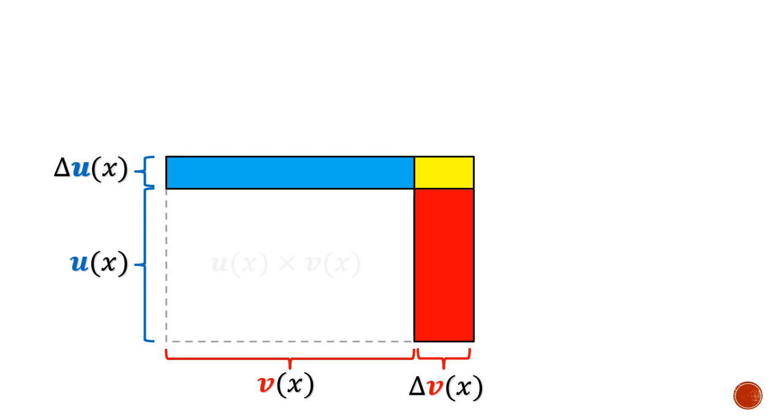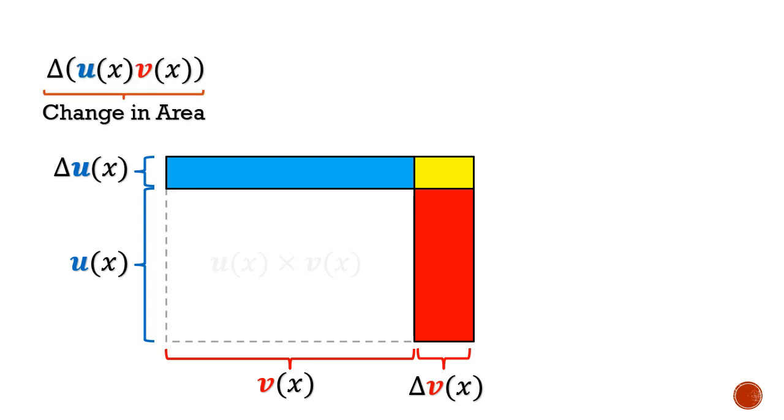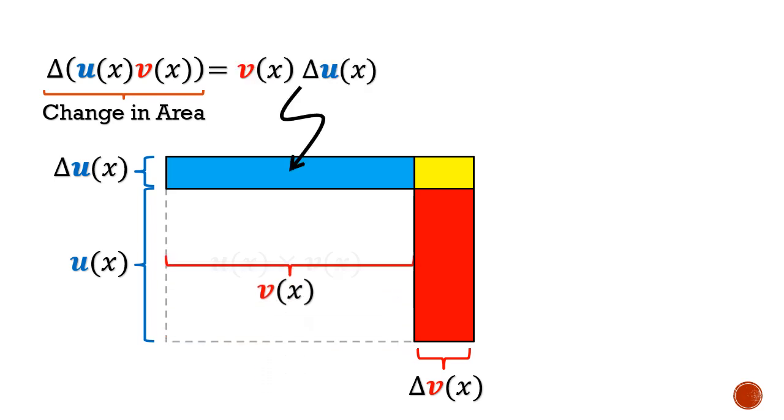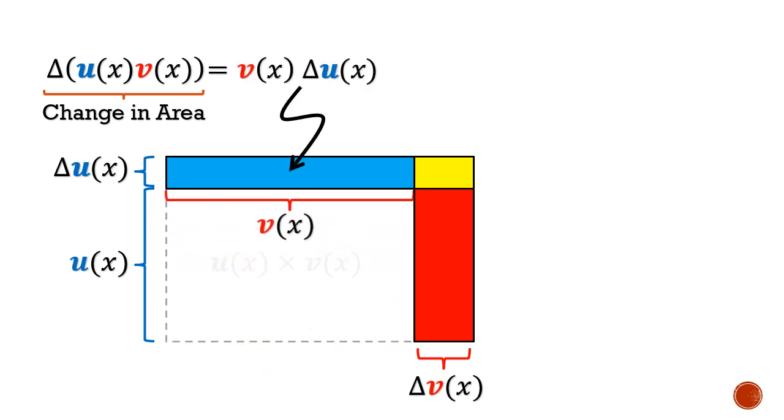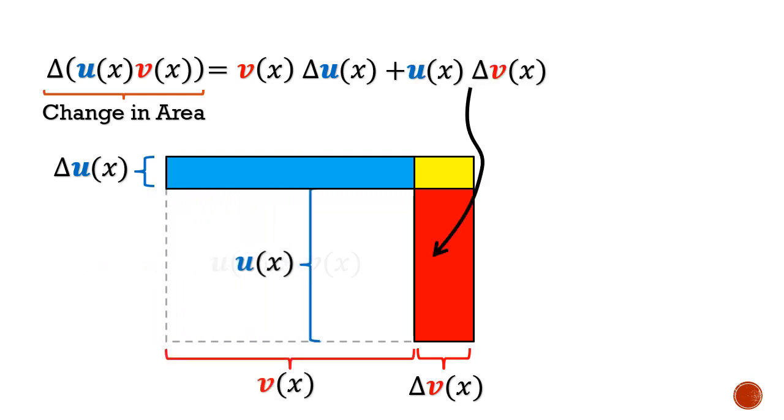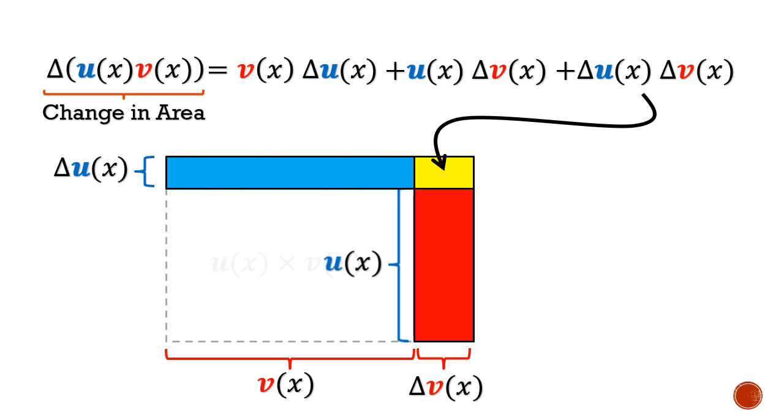Now let's quantify the total change in area. Firstly, we have the blue rectangle, and that area is given by v multiplied by the change in u. Secondly, we have the red rectangle, and that area is given by u times the change in v. Lastly, we have the yellow rectangle, and that area is just the change in u multiplied by the change in v.